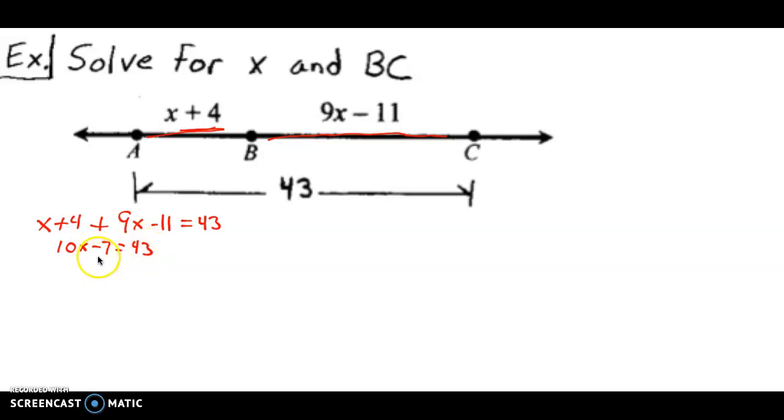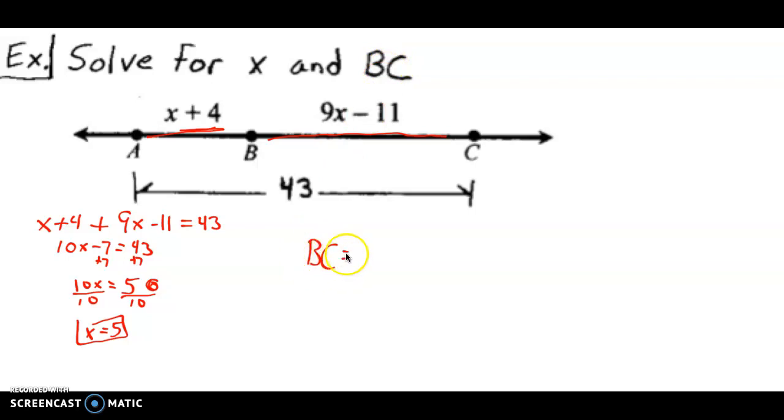We're trying to get 10x by itself, so we're going to add 7 to both sides. We get 50 equals our 10x. To get x by itself, we're going to divide by 10 on both sides, and we get x equals 5. Now, that's part of the question. It says solve for x. Okay, great, did that. The other part of the question is, what's the length of BC?